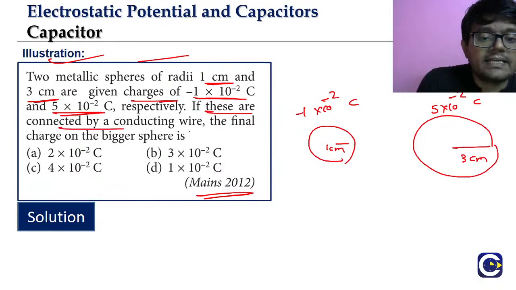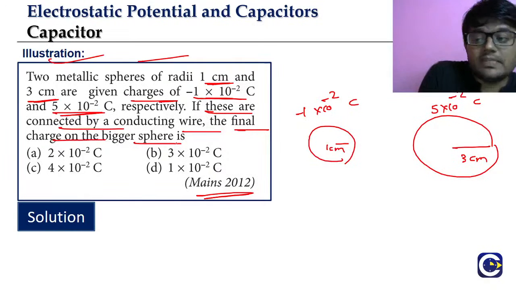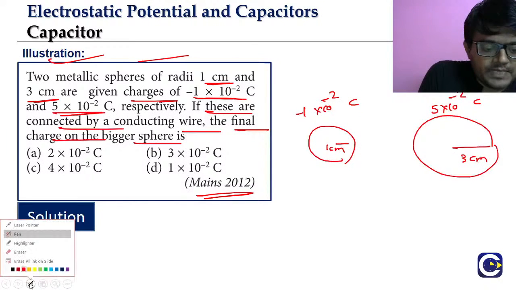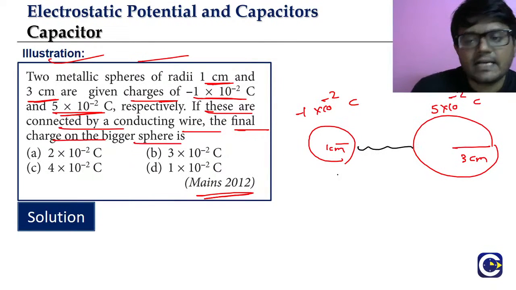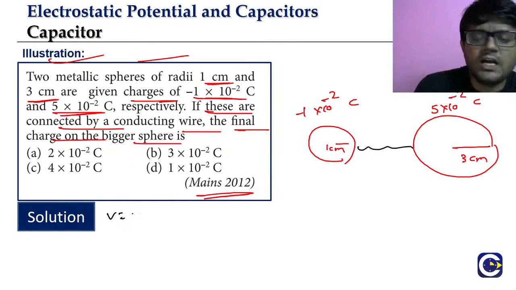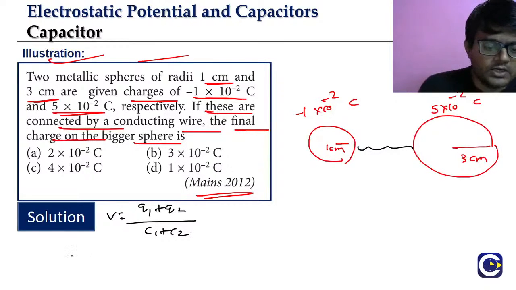If these are connected by a conducting wire, what is the final charge on the bigger sphere? The bigger sphere means the one with radius 3 centimeter. From here it is the same procedure. So we have connected these two spheres using a conducting wire. What is the formula for the common potential? Q1 plus Q2 by C1 plus C2. So if you know the initial voltages, we will use this formula.